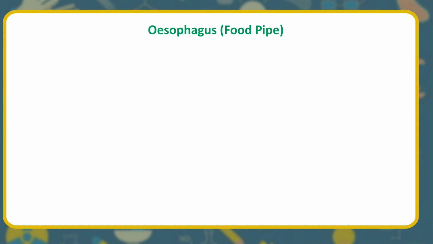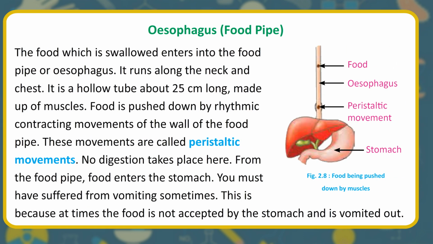Esophagus, food pipe. The food which is swallowed enters into the food pipe or esophagus. It runs along the neck and chest. It is a hollow tube about 25 centimeters long, made up of muscles. Food is pushed down by rhythmic contracting movements of the wall of the food pipe. These movements are called peristaltic movements. No digestion takes place here.